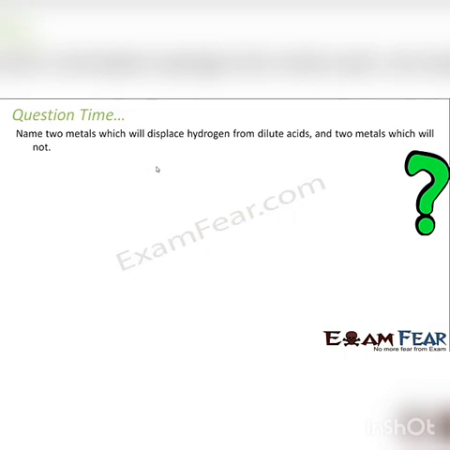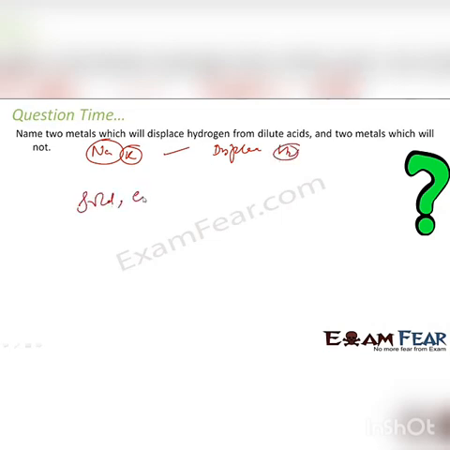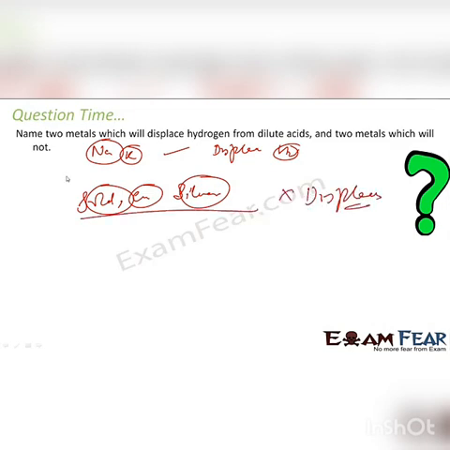Name 2 metals which will displace hydrogen from dilute acid and 2 which will not. So you can see the reactive metals like sodium, potassium, they will displace hydrogen from HCl. And weak metals, for example, you can say gold, copper, silver, these will not displace. Correct? So my strong metals will displace and weak metals will not displace. Correct?